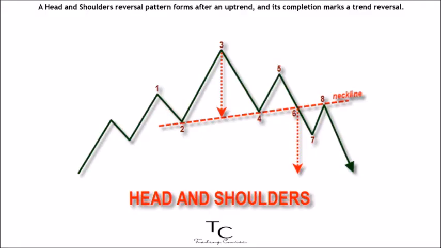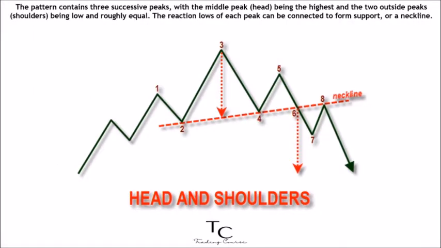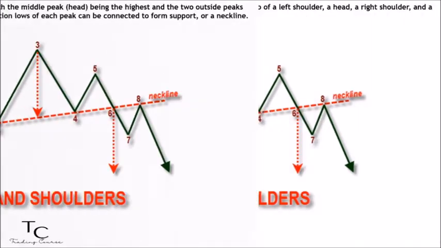A head and shoulders reversal pattern forms after an uptrend, and its completion marks a trend reversal. The pattern contains 3 successive peaks, with the middle peak, the head, being the highest and the 2 outside peaks, the shoulders, being lower and roughly equal. The reaction lows of each peak can be connected to form support, or a neckline.